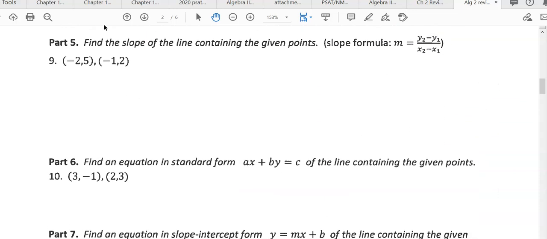Find the slope. It even gives you the slope formula there. It doesn't matter which point you choose, as long as you're consistent. So this would be 5 minus 2 over -2 minus -1, which is boom, boom, plus a positive there. So this would be 3 over -1, which is -3.